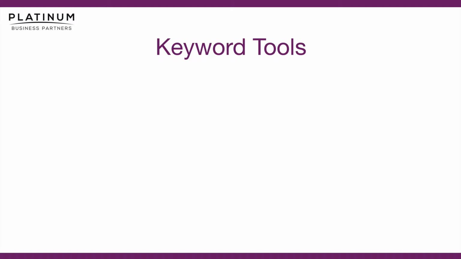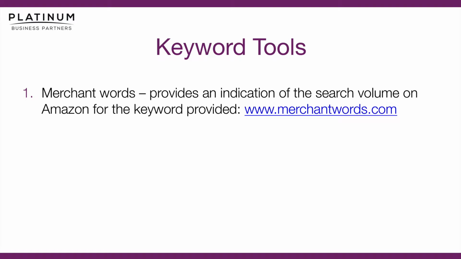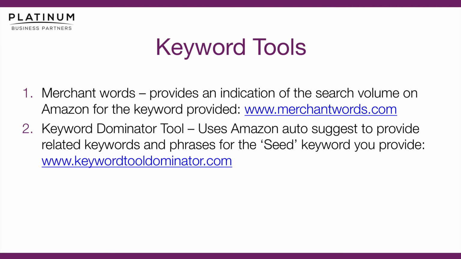So a couple of the keyword tools that we can use when we're researching our products in the initial stages. Merchant Words is a very popular one which is used within the community, and it provides an indication of the search volume on Amazon for a keyword. Another really good keyword tool is called Keyword Dominator Tool, and this uses what's known as Amazon Auto Suggest to provide related keywords or phrases for a seed keyword that you provide, an example keyword you provide.